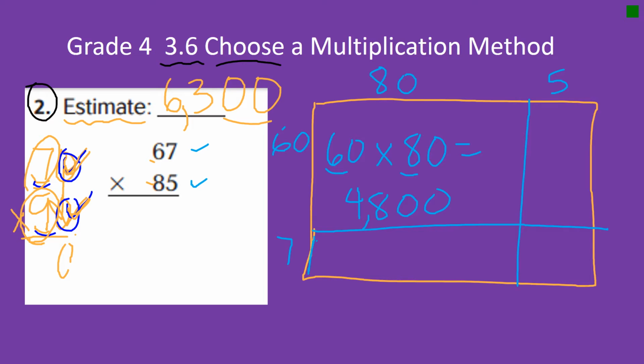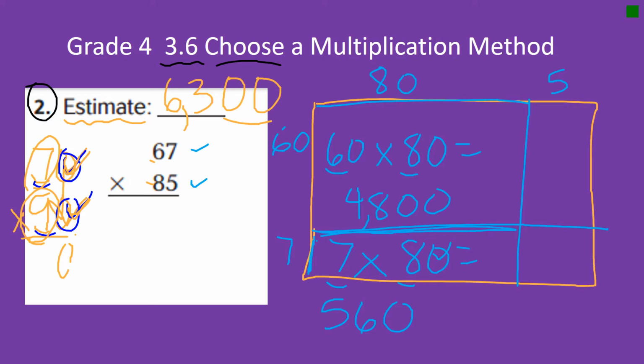Okay, and then right here I have 7 rows of, how many are in each row? Here it is right up here. 7 rows of 80. And 7 times 8, oh my goodness, 5, 6, 7, 8. That's right, 5, 6, 56. And just 1 0, 560.